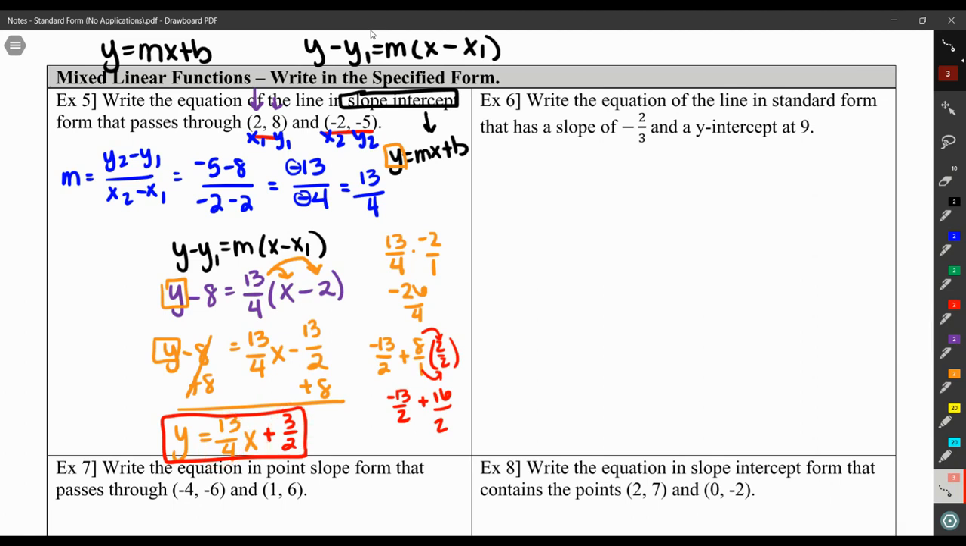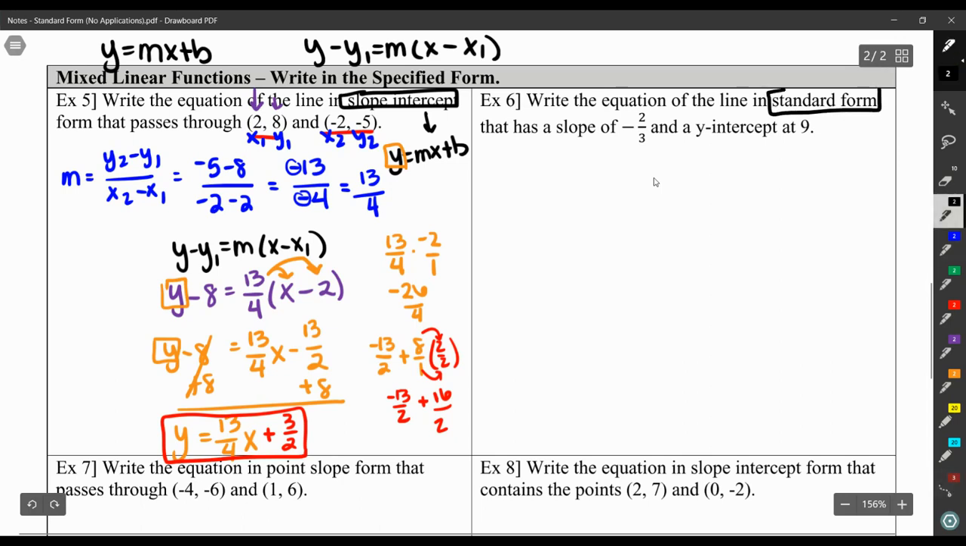One more together, then you can try a couple on your own. So number 6, write the equation of the line in standard form that has a slope of negative 2/3 and a y-intercept at 9. So my final answer is going to be in standard form. So we're going to have our answer as ax plus by equals c. Now what are we given? We're given a slope of negative 2/3 and a y-intercept at 9.